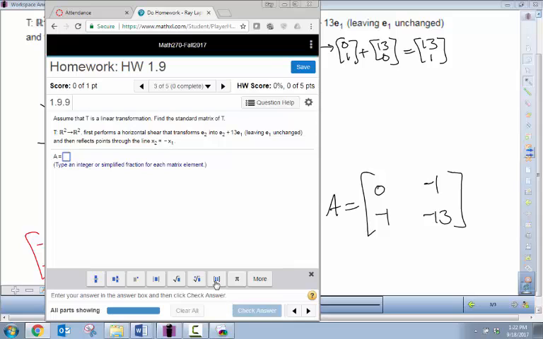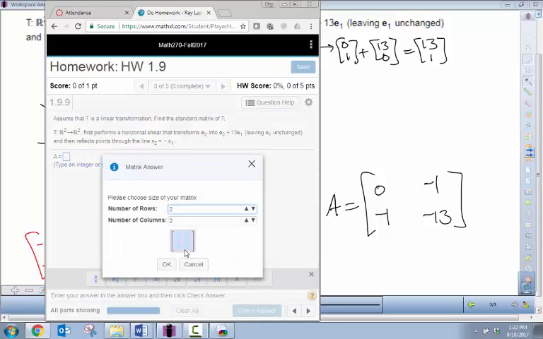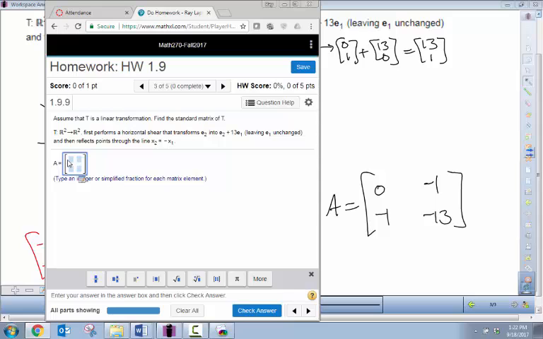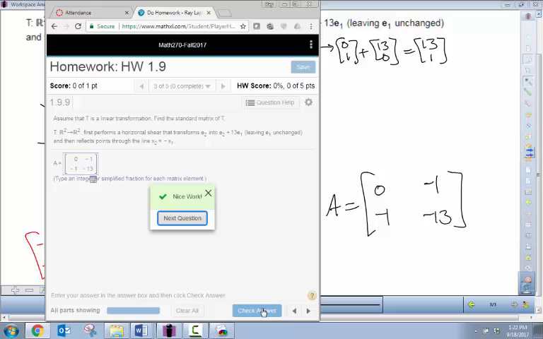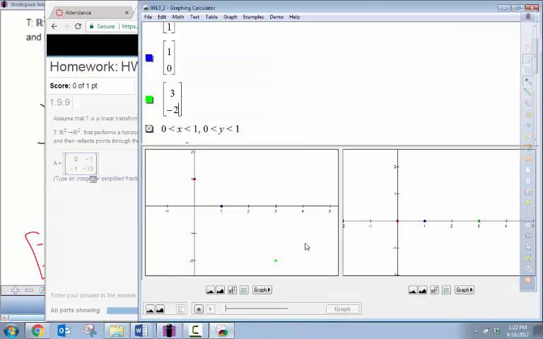We have to do a matrix, 2 by 2, 0, minus 1, minus 1, minus 13. And we could take a look at how the graphics works for that and how the shearing and the reflection works. Let's do that by looking at this.